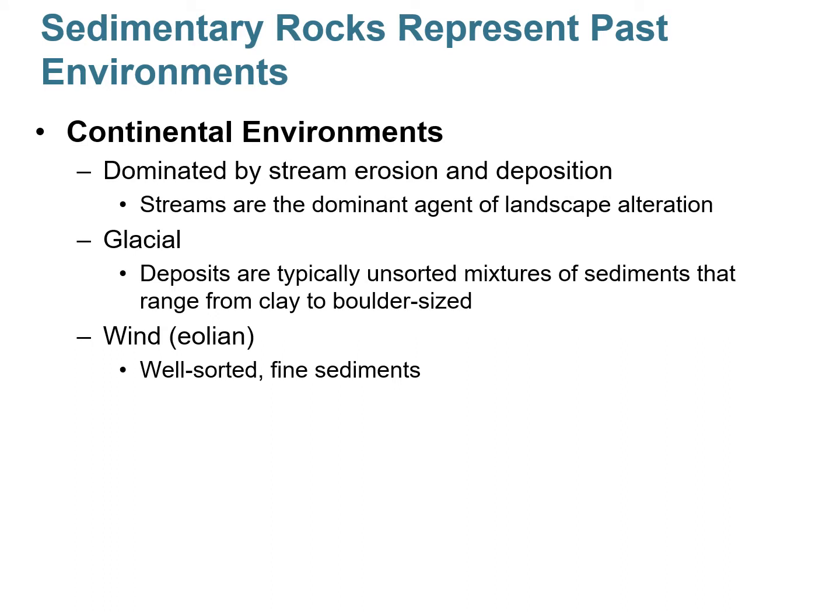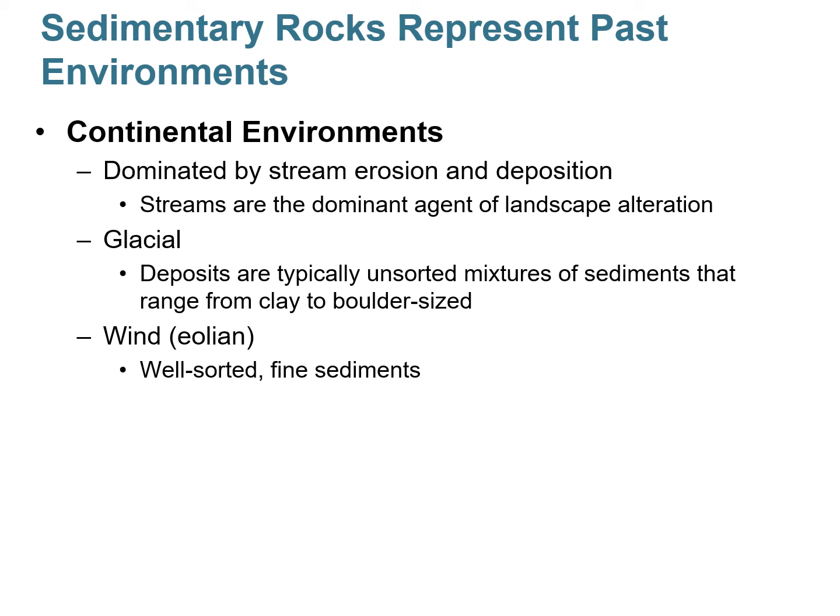Continental environments are sedimentary environments that are mostly dominated by rivers. So rivers run on the landscape, and they carve their way through the landscape, and they erode areas, and they deposit a lot of sediments in different areas. So there's a lot of erosion and deposition.